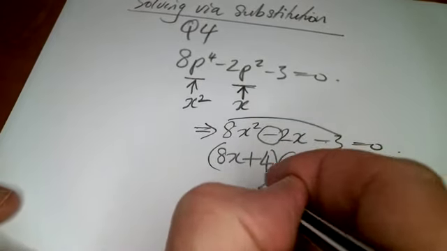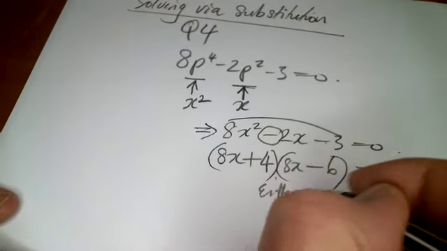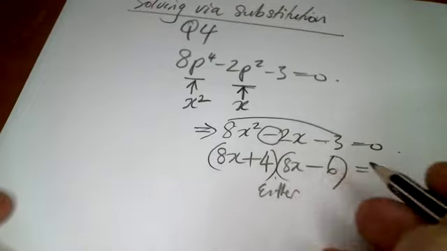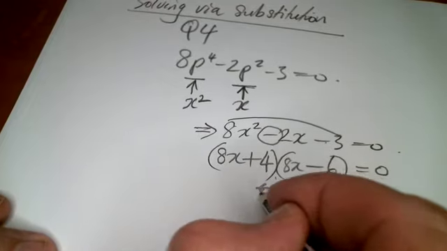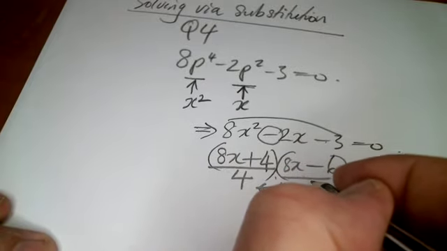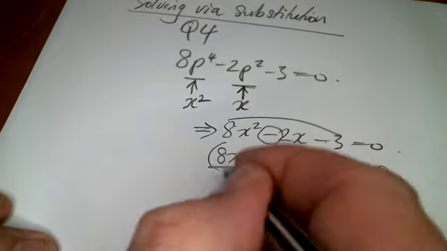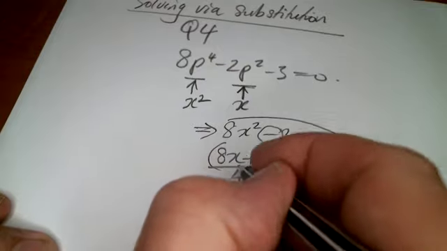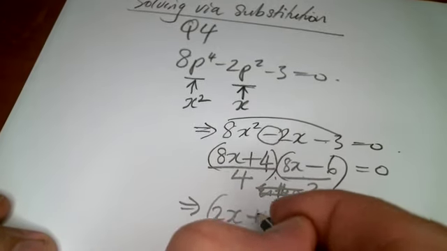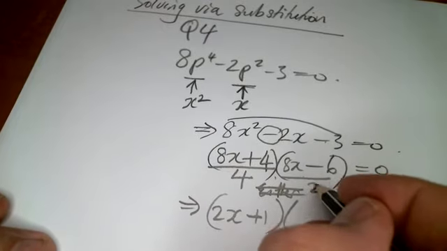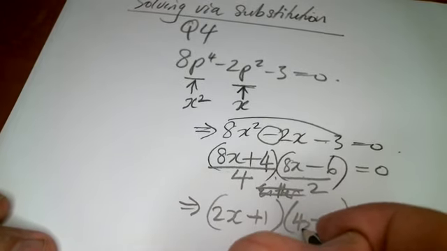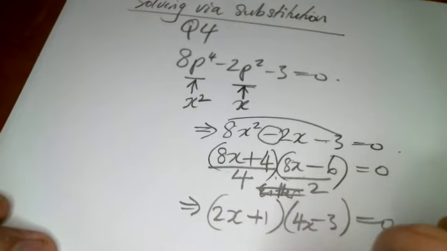So we can say that either, I could do that, but why don't I just divide it out first? So I'll just stop that there. I'm going to divide this by 4, divide this by 2. So that would imply that this goes into that 2x plus 1 times, and this goes into this thing here, 2 would be 4x, minus 3 is equal to 0.